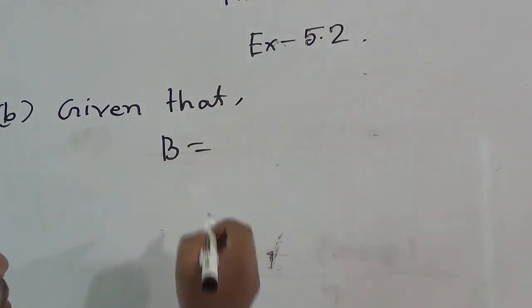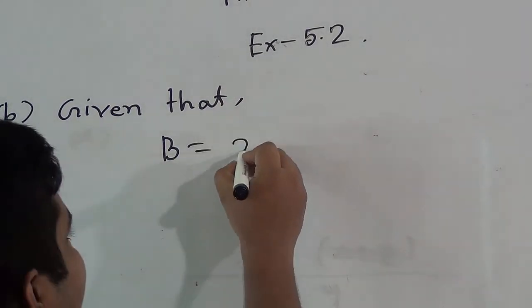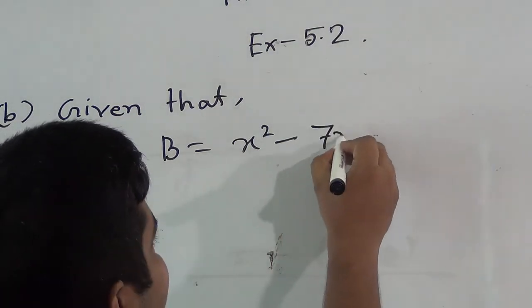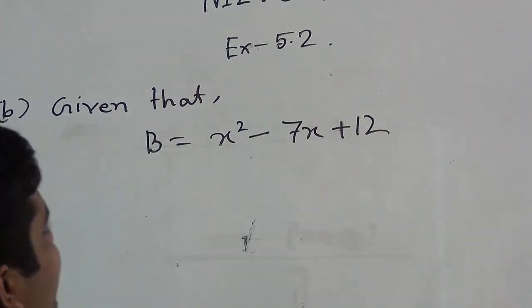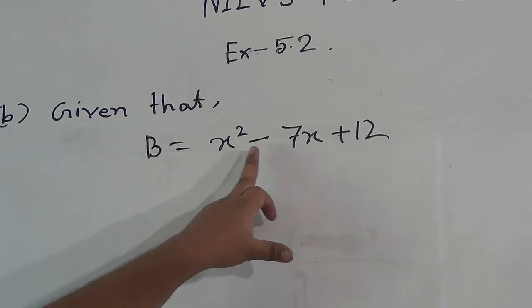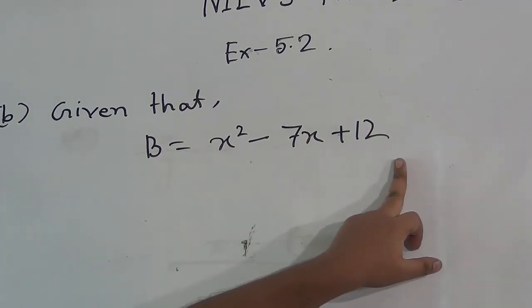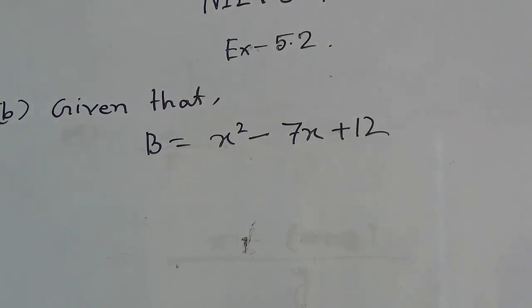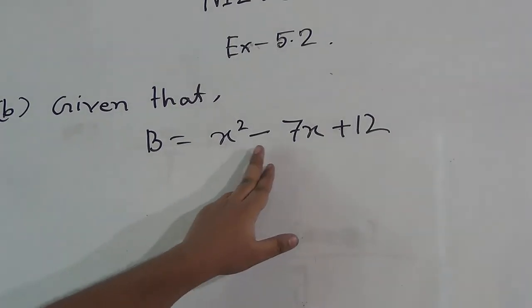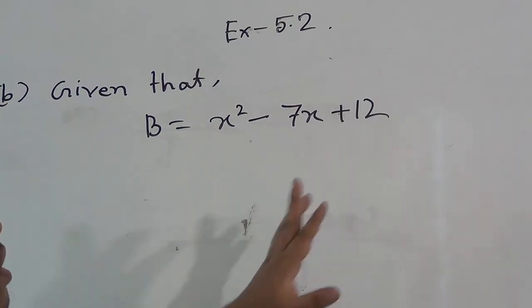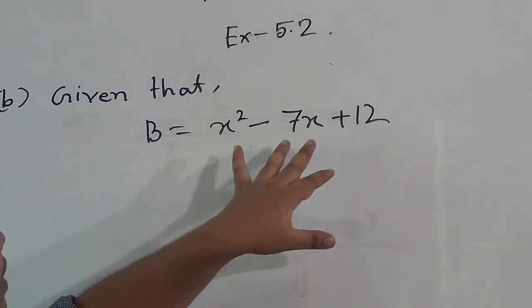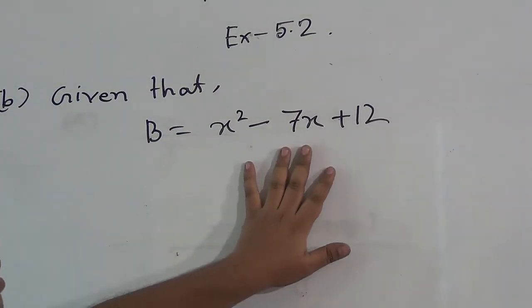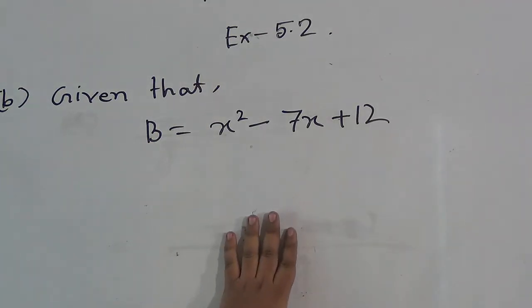B equal to x square minus 7x plus 12. My dear students, notice here x square minus 7x plus 12. So we resolve this into factors. How can we resolve this expression into factors? By using the middle term break method.